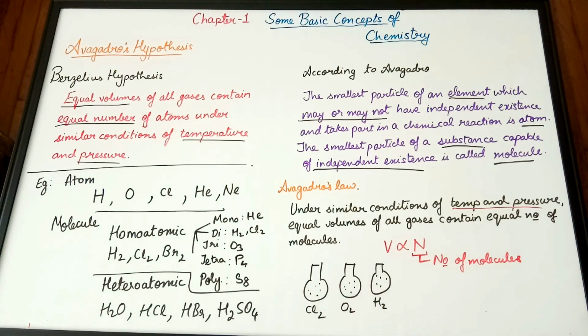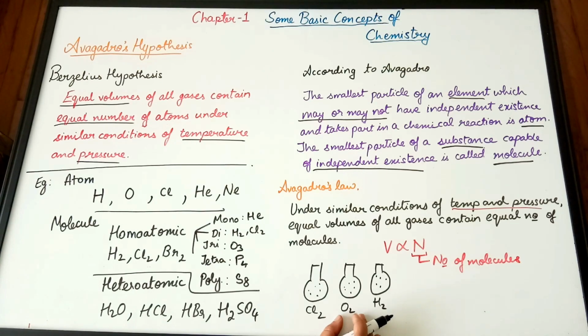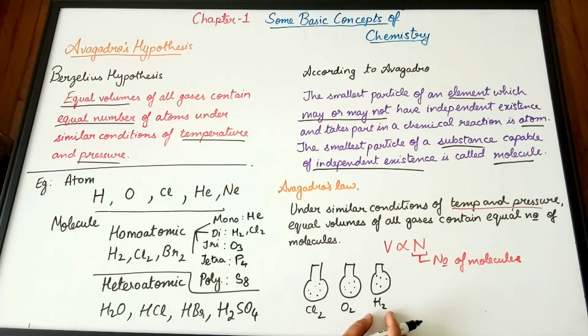Remember I told you about the volume of gases. The volume of the gas is with relation to the container itself. So here we are taking the same sized container, which means this container will have the same volume. So the number of molecules of chlorine is equal to the number of molecules of oxygen, which is equal to the number of molecules of hydrogen. And this is what was given by Avogadro's law.